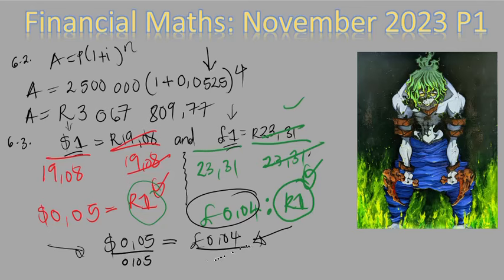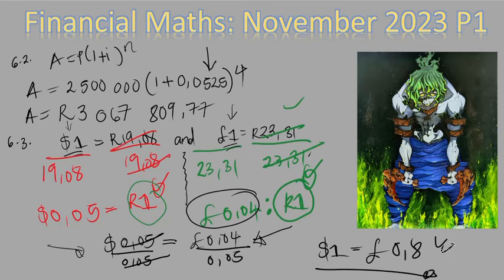And then the same thing will apply here, 0,05. Now this will make us have $1 in this situation. And on the right side, we are going to have 0,04. Check this. 0,04 divided by 0,05 gives us 0,8. So there we go. $1 is equivalent to 0,8 pounds. Hope it makes sense. I hope you understand it. We good?